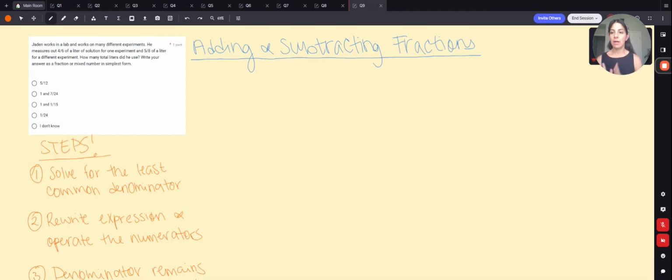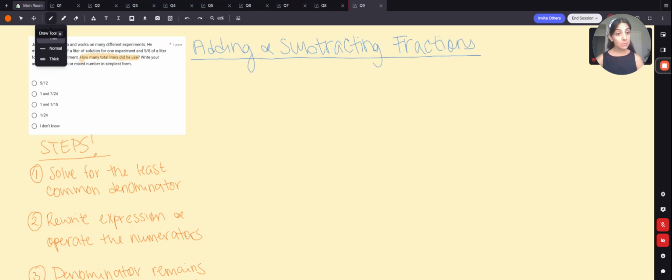Fractions. So we have this word problem that reads, Jaden works in a lab and works on many different experiments. He measures out 4/6 of a liter of one solution for one experiment, and 5/8 of a liter for a different experiment. How many total liters did he use? So write your answer as a fraction or mixed number in its simplest form. Because we're being asked how many total liters, this is going to be an addition problem.